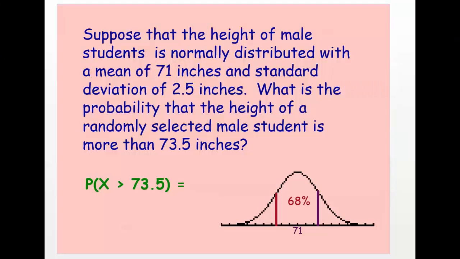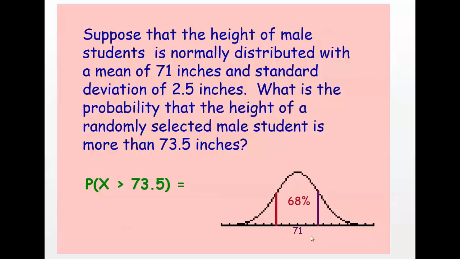So say we're told that a group of male students is normally distributed with a mean of 71 inches and standard deviation of 2.5. What's the probability that the height of a randomly selected male student is more than 73.5? Well, what's the significance of 73.5 and 71 and 2.5? Okay. Well, if I add 2.5 to 71, I get 73.5. So that 73.5 is relevant when we're talking about one standard deviation away.